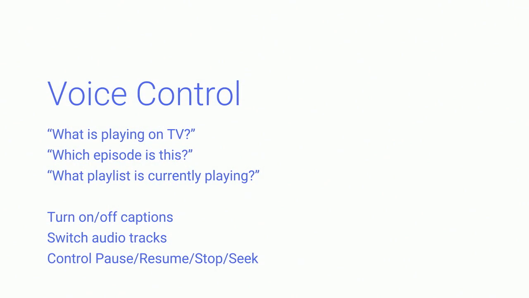Here's a list of some of the things you can do. One of those is voice control, such as asking, what's playing on my TV? To do that with the new Cast Application Framework receiver, you don't have to write any code at all. You get that out of the box with the new receiver. You're also able to turn captions on and off, change audio tracks, or control the experience, such as pausing, resuming, or seeking.